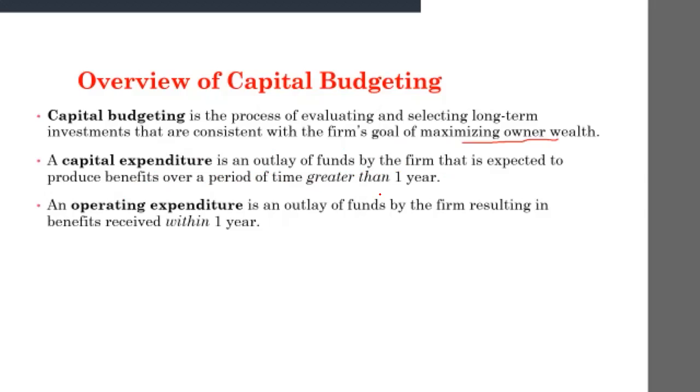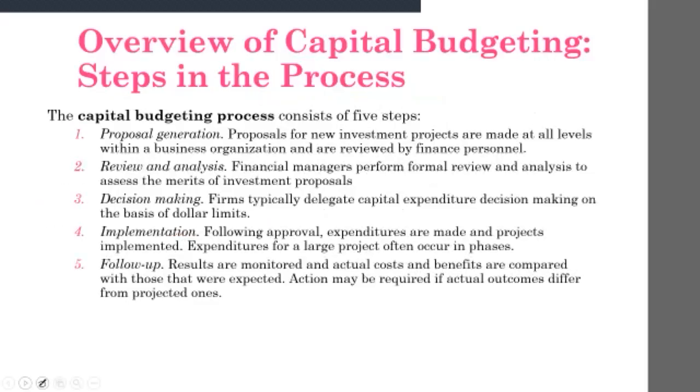A capital expenditure is an outlay of funds by the firm that is expected to produce benefits over a time greater than 1 year. So capital expenditures go beyond 1 year. It's funds that are invested in a company to generate income, generate profits greater than 1 year. Operating expenditure is different. These outlays of funds used in a company, the benefit will only be received within 1 year, right? So capital is greater than 1 year. Operating, it's just 1 year.